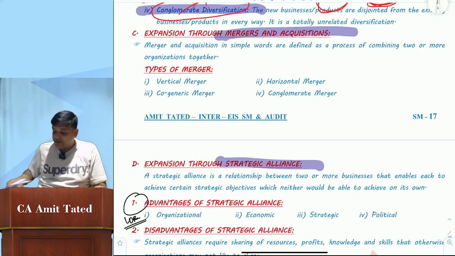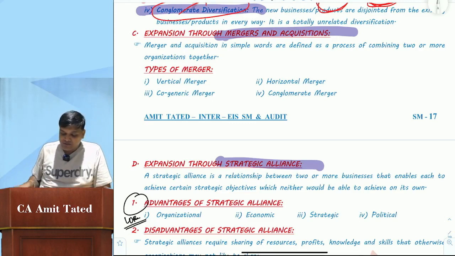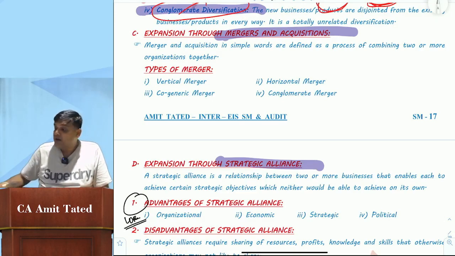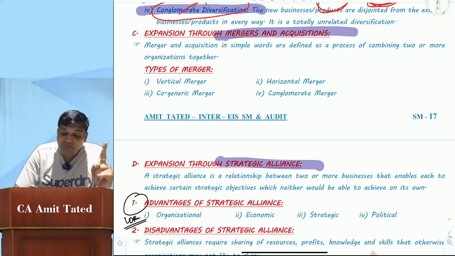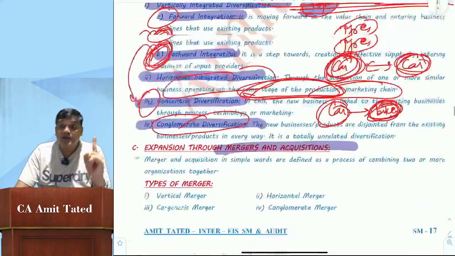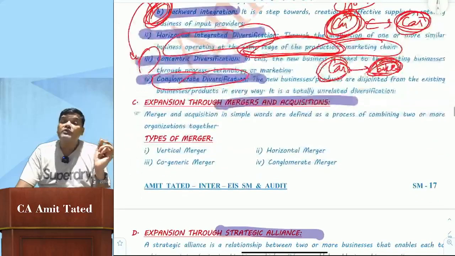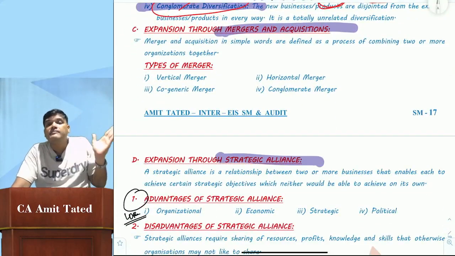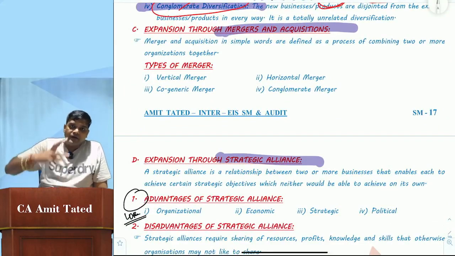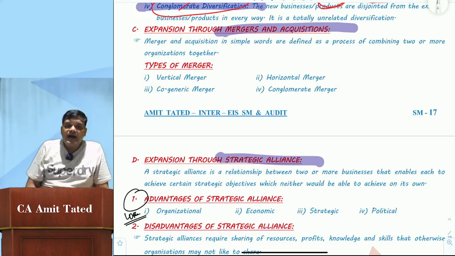If in the examination a question ever comes asking you to identify the strategy, your strategy will never be merger and acquisition or strategic alliance. Make sure your strategies will be the ones shown on the screen. Then what is a merger or strategic alliance? It is how to achieve the strategy. See, I want to diversify, but to diversify I can go ahead with a merger, or I can go with an alliance.